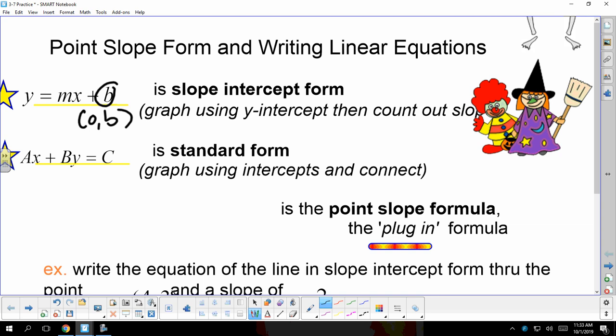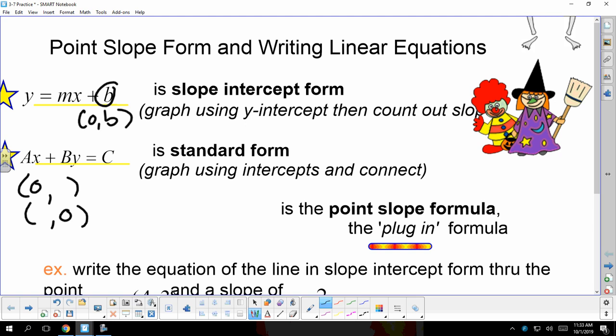Using standard form, we graph using intercepts. That was what we said was our trusty cover-up method, where I plug in 0 for the x, I solve for the y. Plug in 0 for the y, solve for the x. I have my 2 points. I can go ahead and graph the equation of my line.